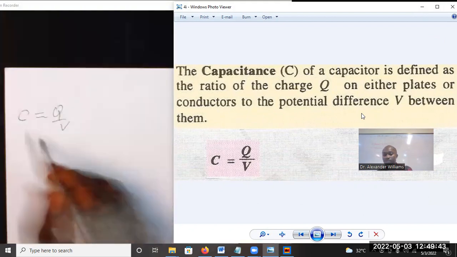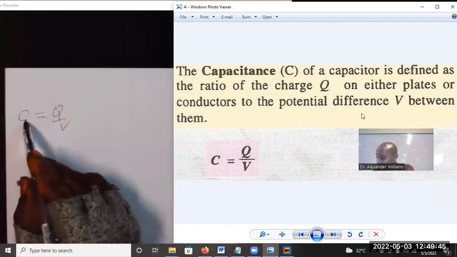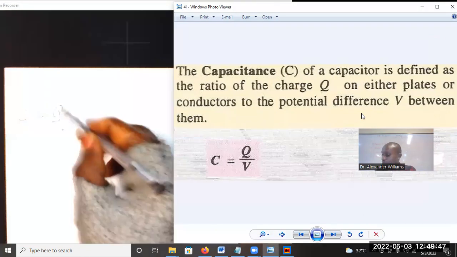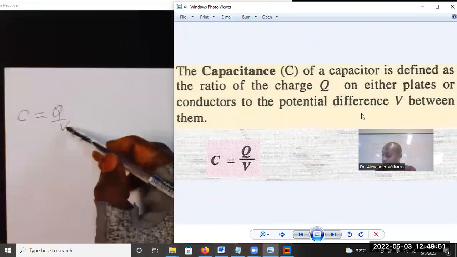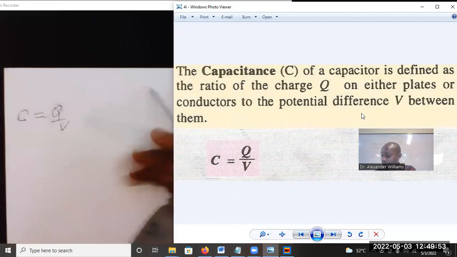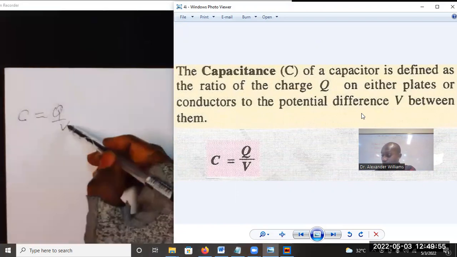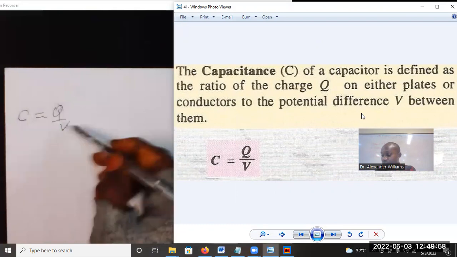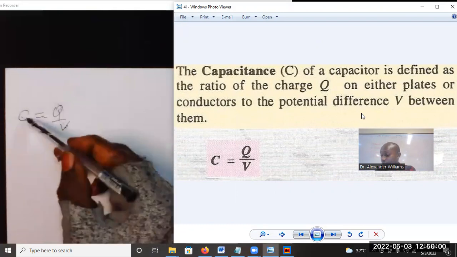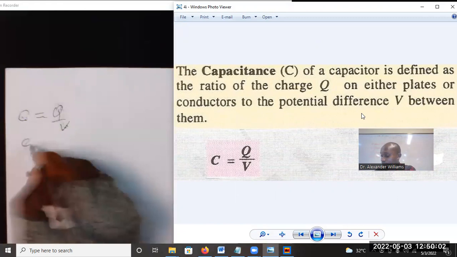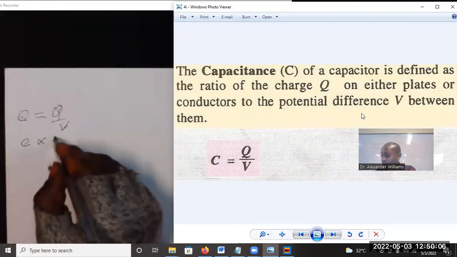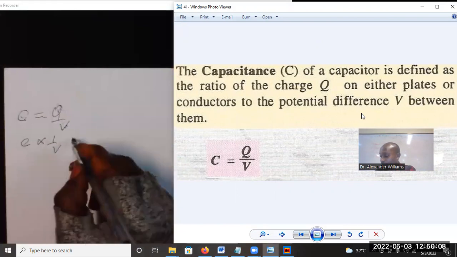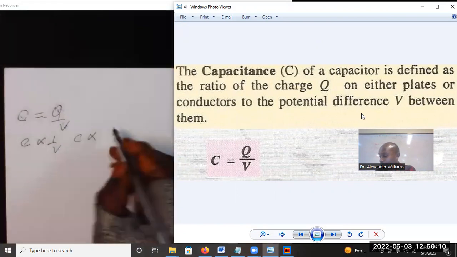Now here the capacitance depends on the ratio of these two parameters, the charge and the voltage. And here we can say that we have a constant system. If the voltage increases, the capacitance decreases here. And now we say that the capacitance is inversely proportional to V. Likewise, the capacitance here is directly proportional to Q.